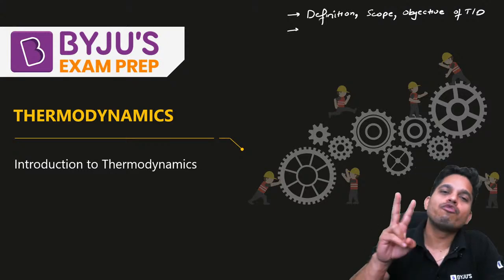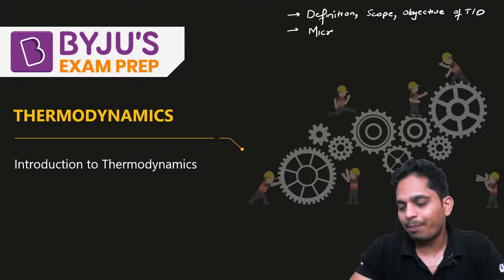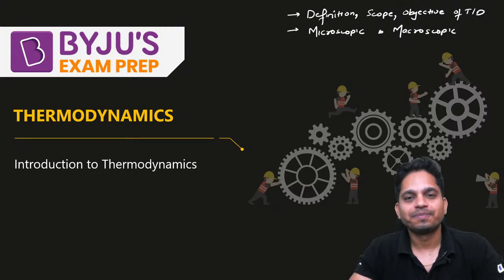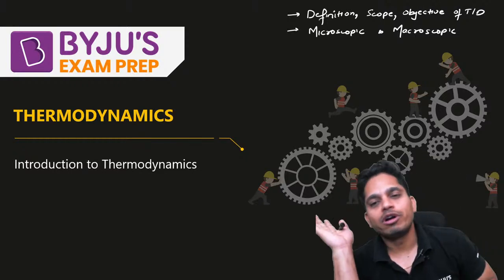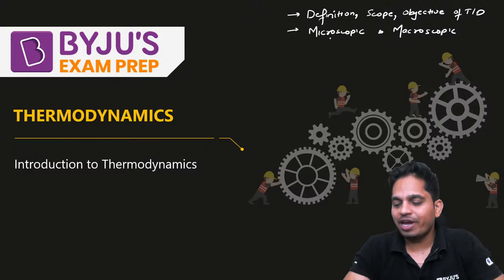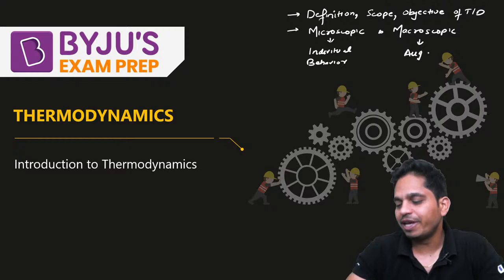Now there are two ways of analyzing, two approaches of analyzing. One is the microscopic approach and the second is macroscopic. ठीक है? This is also what we discussed, yes or no? Sir, what is the microscopic approach? What is the macroscopic approach? So the microscopic approach is when you talk about individual behavior. Individual behavior. And macroscopic is when you talk about average behavior.